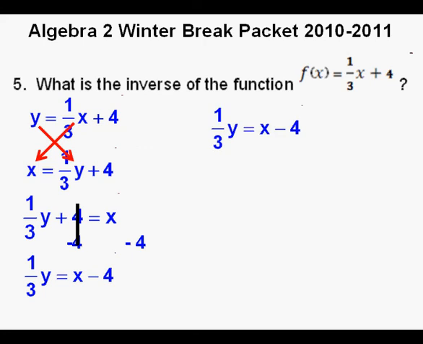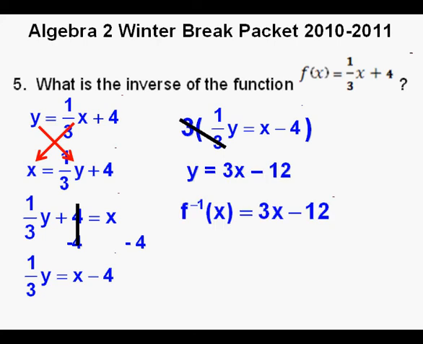Let's bring the equation up to the right on top to give us some room to work with. Now we can multiply everything by 3. 3 over 3 cancel. So we have y equals 3x minus 12. And we can rewrite the equation in inverse function notation: f to the negative 1 of x equals 3x minus 12.